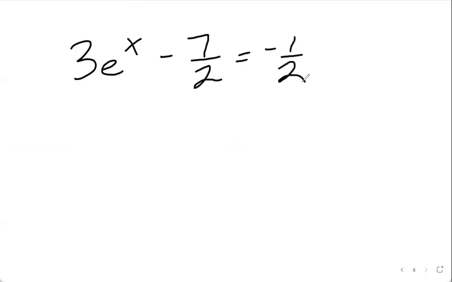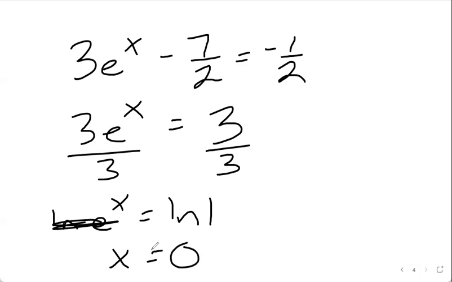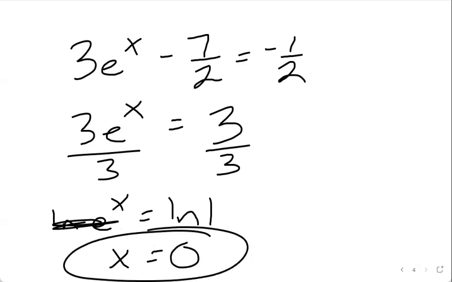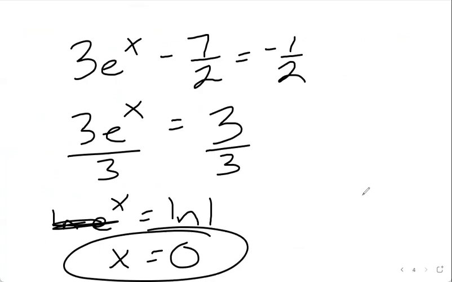Let's solve this on the next page. 3e to the x minus 7/2 equals negative 1/2. Here we go. Add the 7/2 over. So negative 1/2 plus 7/2, 6/2, which is 3. Divide both sides by 3. E to the x equals 1. Take the natural log of both sides, and the natural log of 1 is 0. So this is a location, x equals 0, where the tangent line to this function is parallel to that line. And there's a few applications dealing with exponentials and their derivatives.